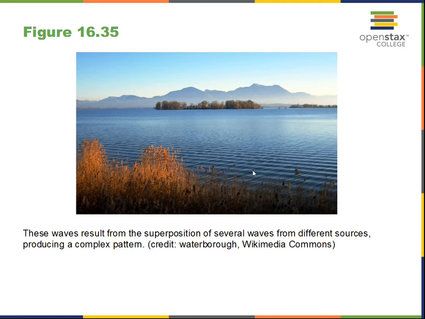So if we have wave 1 and wave 2, at a particular point, wave 1 has an amplitude of 5 centimeters, wave 2 has an amplitude of 7 centimeters. The net amplitude would be 12 centimeters. The amplitudes add, 5 centimeters plus 7 centimeters. We get 12 centimeters for the amplitude.